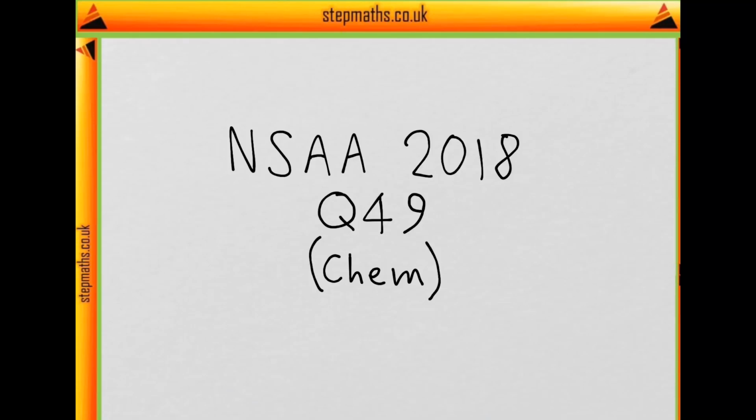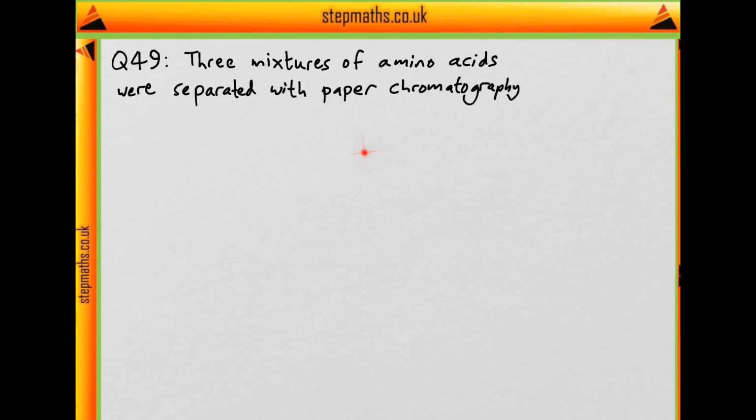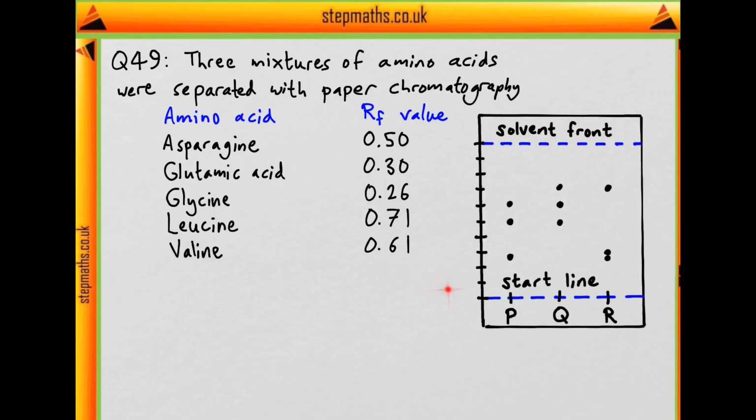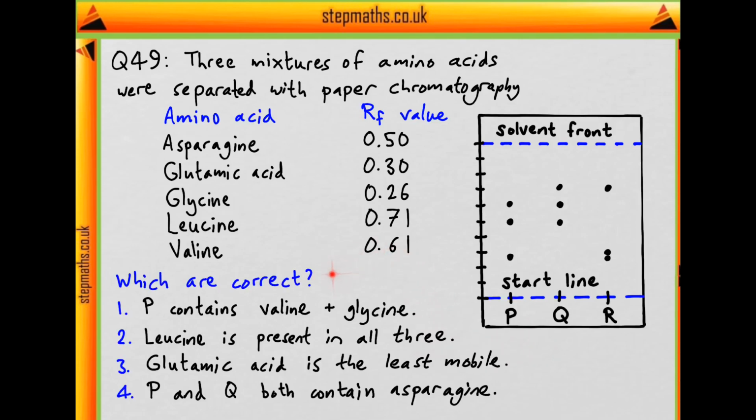This is question 49 on chemistry from the 2018 NSAA. So you're told that 3 mixtures of amino acids were separated with paper chromatography. It then gives you a table of the various amino acids that could be in the mixtures and their corresponding RF values. You're also given the picture of the chromatogram, or the results of the experiment. And finally, you're asked which of these statements are correct.